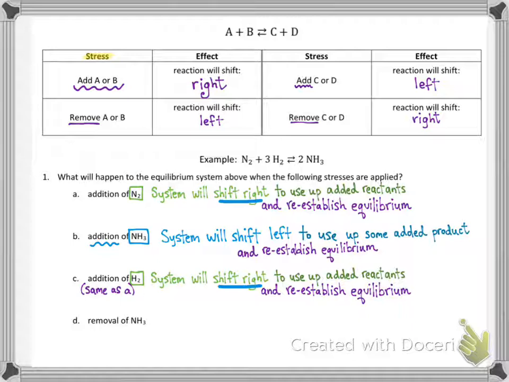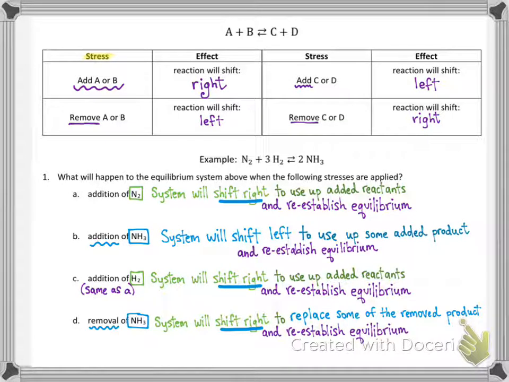Well, part C, adding more H2, is exactly the same effect as adding more N2 because it's a reactant. So the system will shift right to use up some of the added reactants and reestablish equilibrium. For part D, if you're removing some of your product, well, the reaction is going to shift right to replace it and reestablish equilibrium. So that's the basics of Le Chatelier.